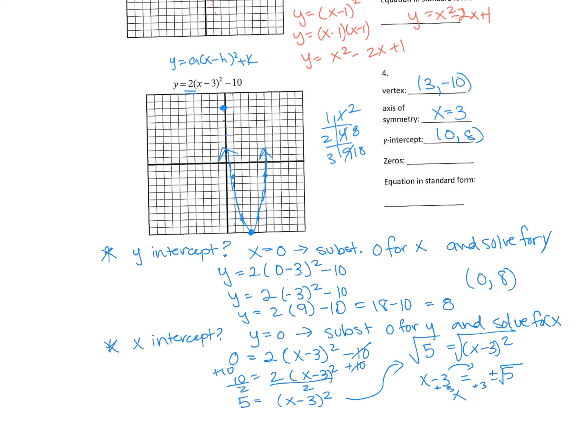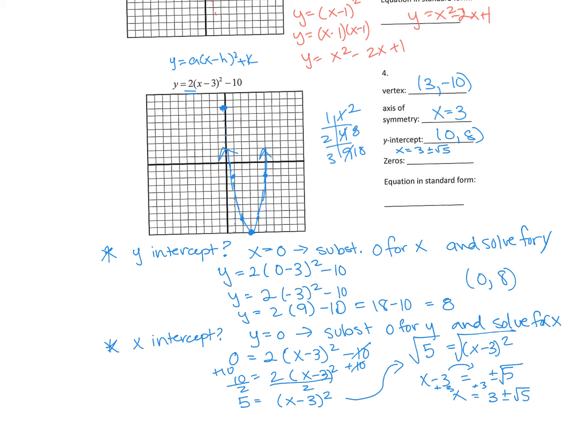I'm adding 3 to both sides, and I slide that right in front of my plus or minus. And I get 3 plus or minus the square root of 5. So that is an answer. Those are my two x-intercepts, 3 plus or minus the square root of 5. And that's two answers: 3 plus the square root of 5 and 3 minus the square root of 5.